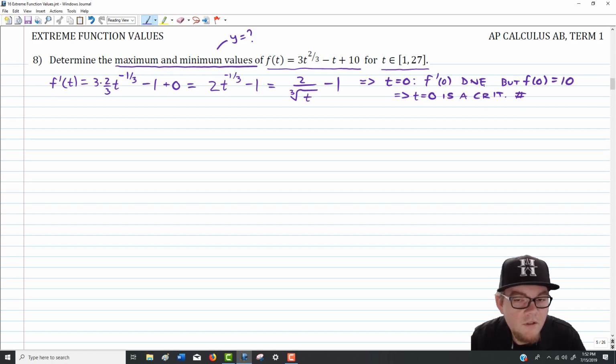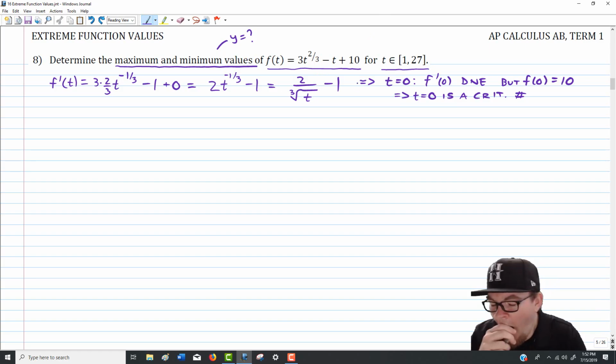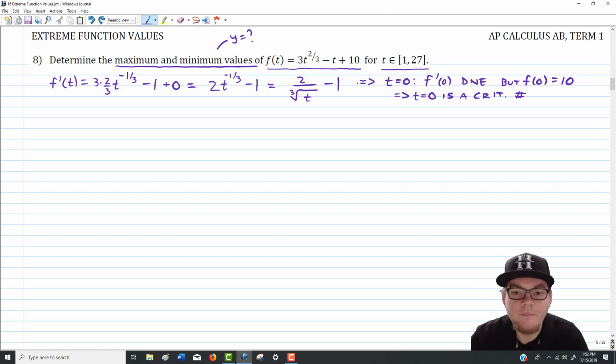So this is a slightly different situation than our asymptote earlier. In an asymptote, there's no function value. In this case, the asymptote we get on the derivative is due to what is a vertical tangent. Turns out 3t to the 2/3 power actually produces a vertical tangent, which is interesting for sure. Okay, so we found t equals 0 is a critical number. That's important, but we haven't found the rest.